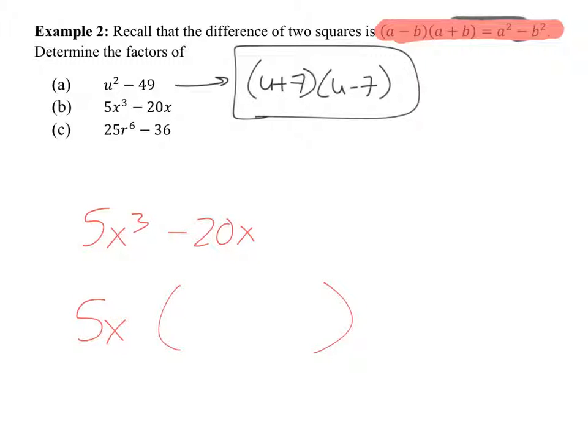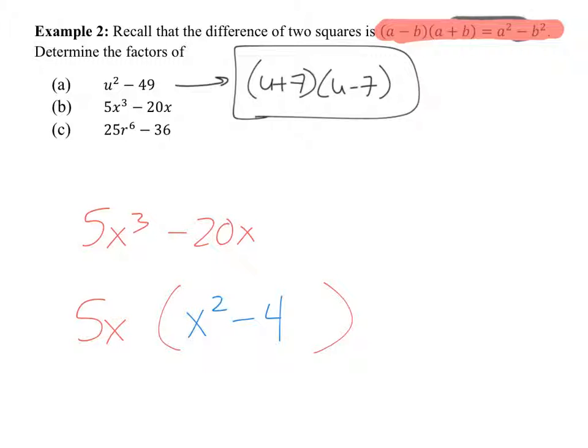Now, Jeff, tell me, what's left over if I take out this 5x here? What do I have left behind? What does this become? X squared minus 4. Now, Jeff, what do you recognize? X squared minus 4, what is this an example of? Yeah, the difference of two perfect squares there. So once you've taken out that GCF, what are you left over with? You're left over with something that can be then factored further.